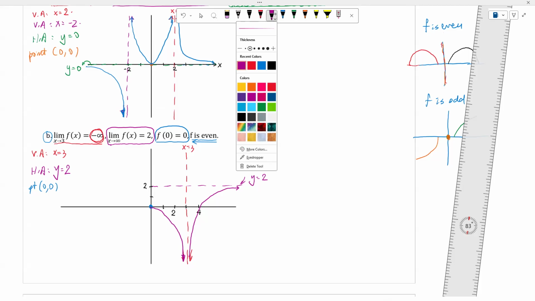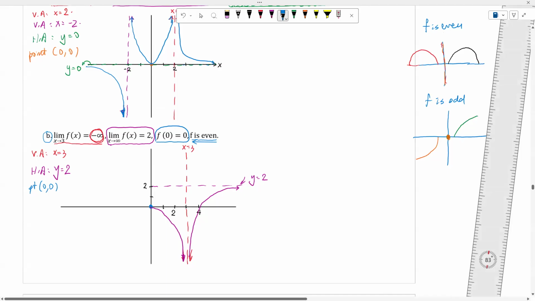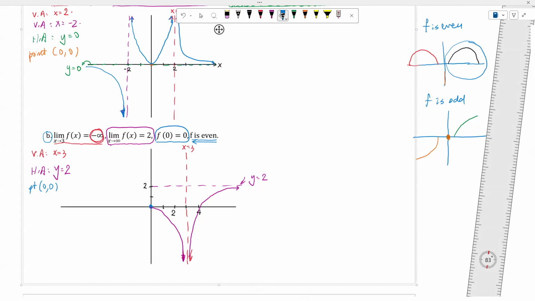Based on what we know about even functions, we have symmetry with respect to the y-axis. Okay, so in this case, we are going to work with the image. Then this is y equal to 2. And we will have another vertical asymptote at -3, x equal to -3.